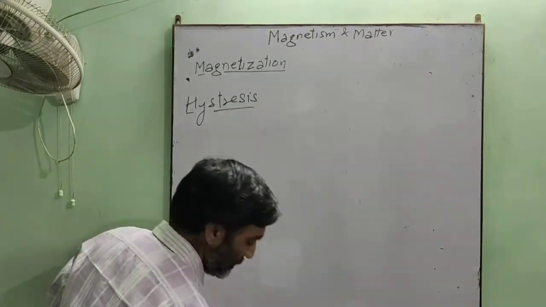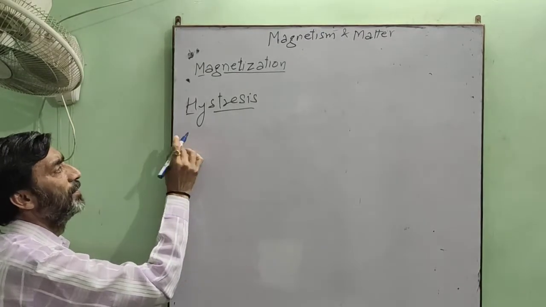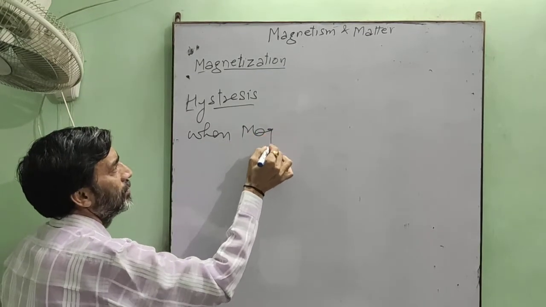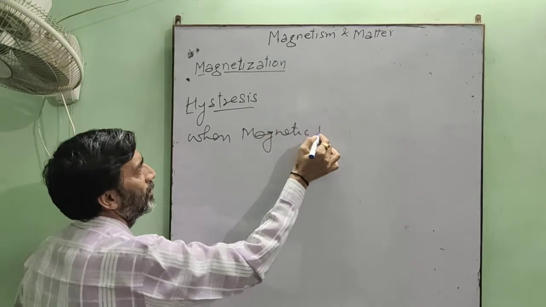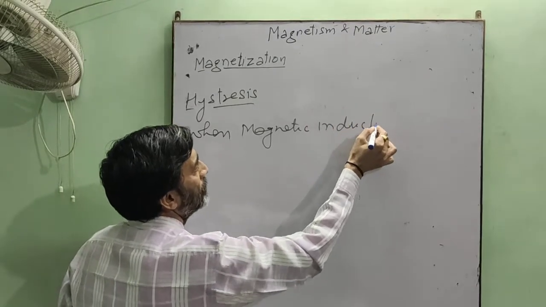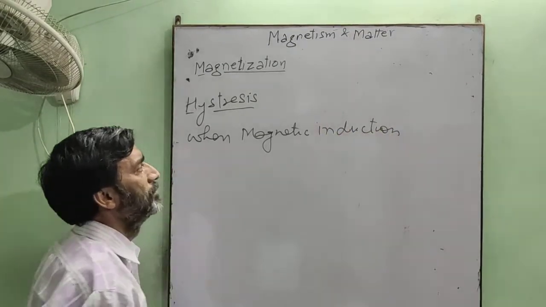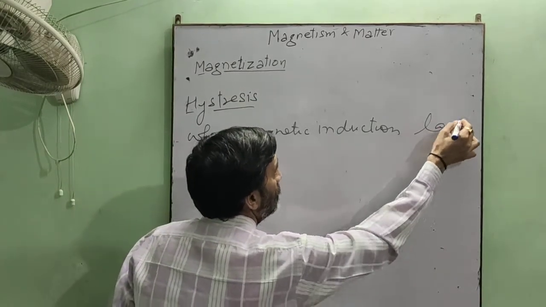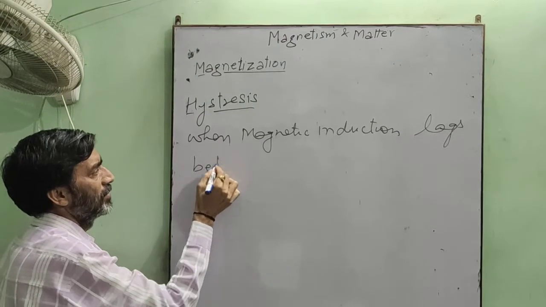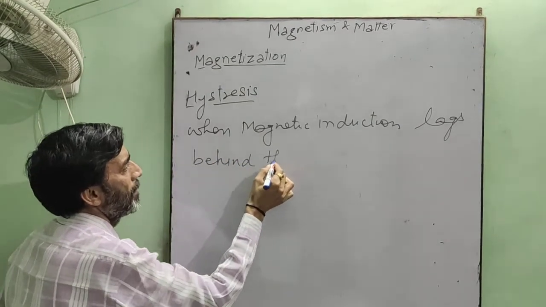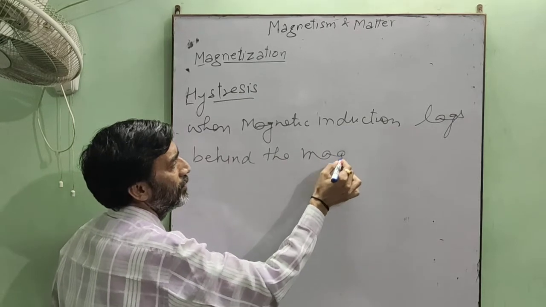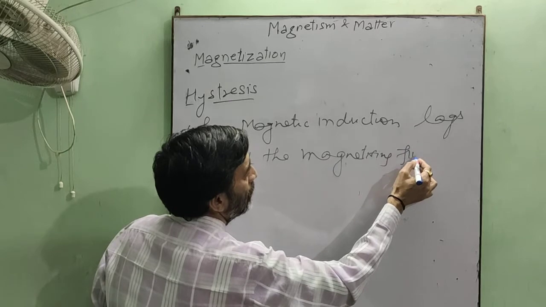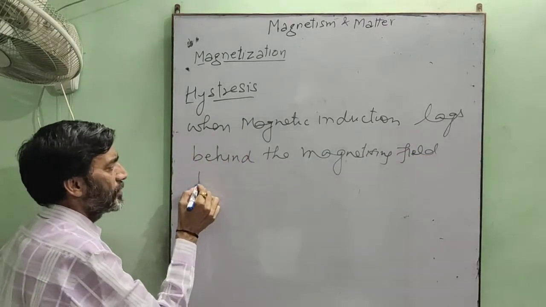So what is hysteresis? When magnetic induction lags behind the magnetizing field, this is called hysteresis.